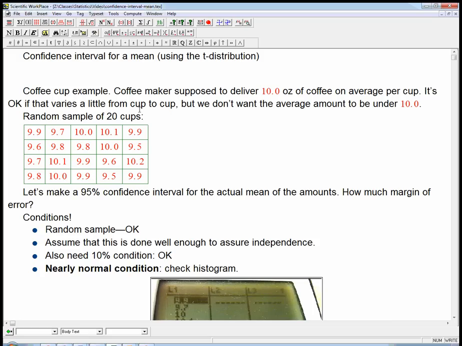Well, we fill a few cups. So let's take a random sample of 20 cups. Here's the numbers we get. Anywhere from 9.5 to 10.2. And we'd like to know, is this evidence that we're being shortchanged?